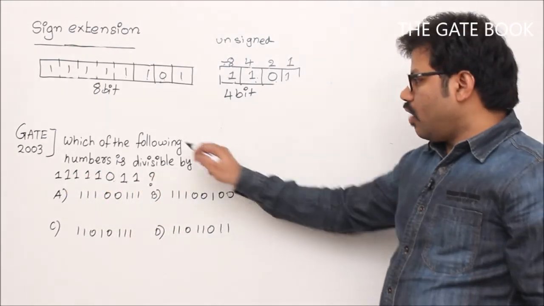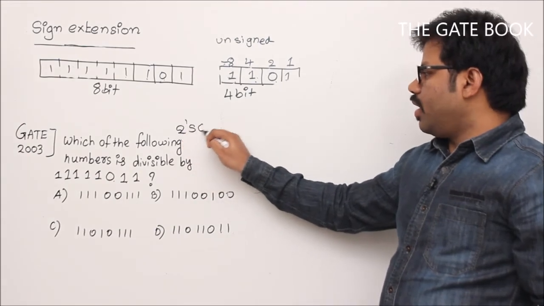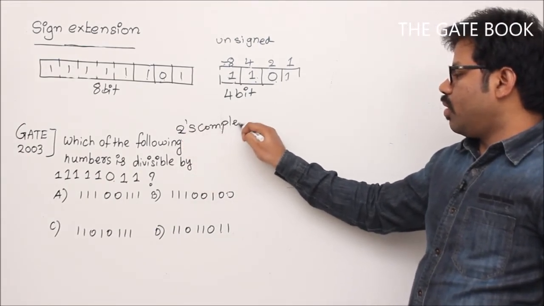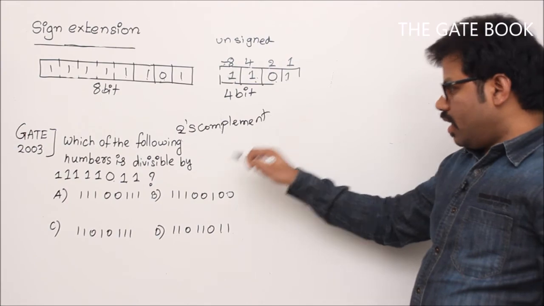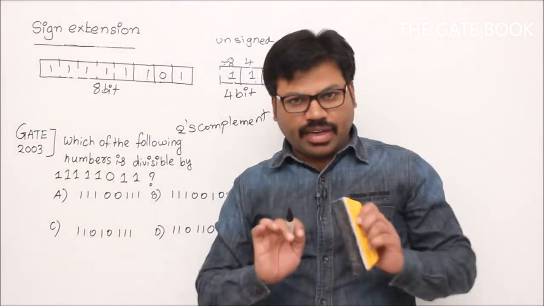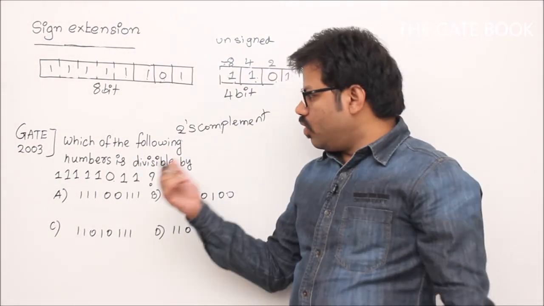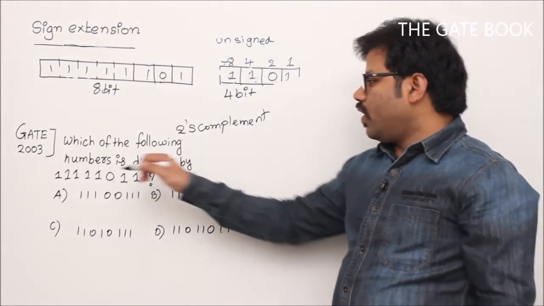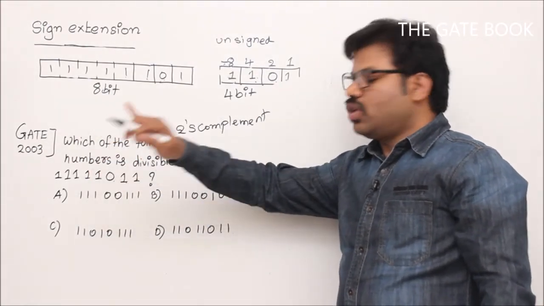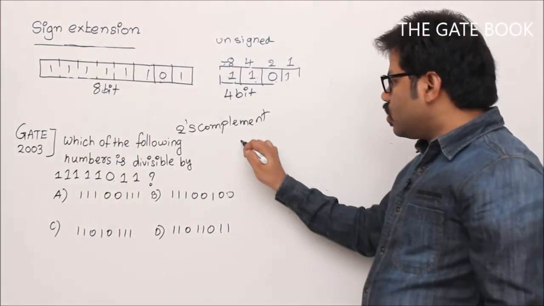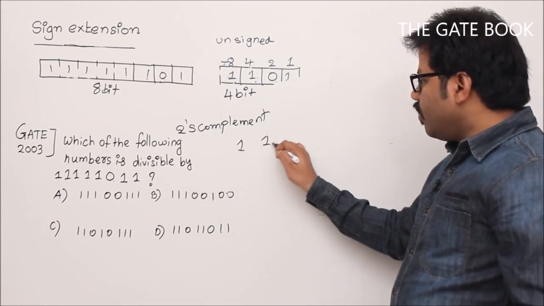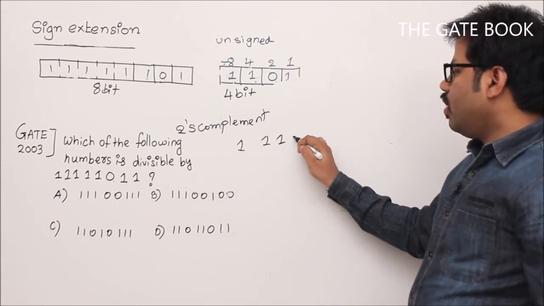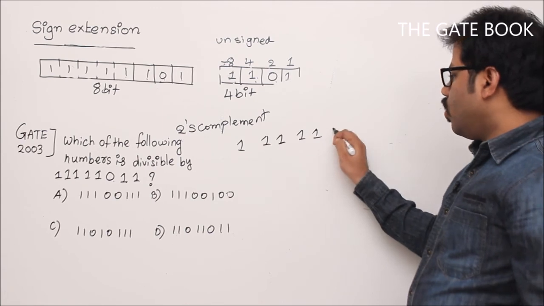Of course, the question is given with 2's complement numbers. Numbers are in 2's complement representation. I did not mention it here, but it is mentioned in the question. Otherwise, we wouldn't know, right? Now the question: which of the following numbers is divisible by this 2's complement number? Since it is 2's complement representation, what is the value of 1 1 1 1 1 0 1 1, right?